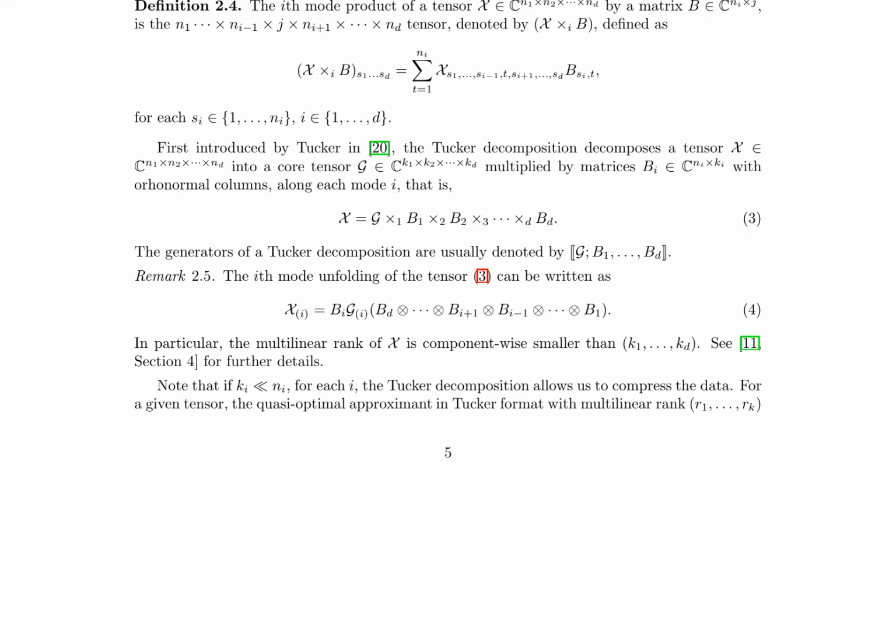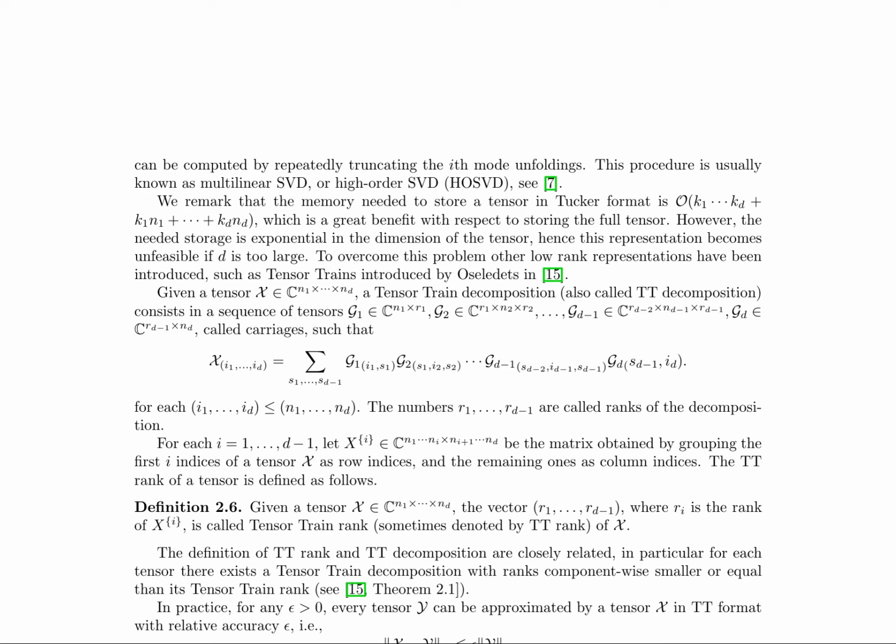The Tucker decomposition allows for data compression when k_i is much less than n_i for each i. The memory needed to store a tensor in Tucker format is O(k1 ... kd + k1 n1 + ... + kd nd), which is beneficial compared to storing the full tensor. However, this representation becomes unfeasible for large dimensions. To overcome this, low-rank representations such as tensor trains have been introduced.